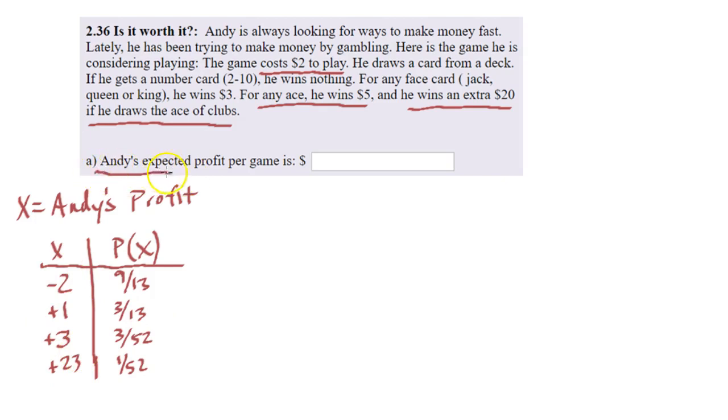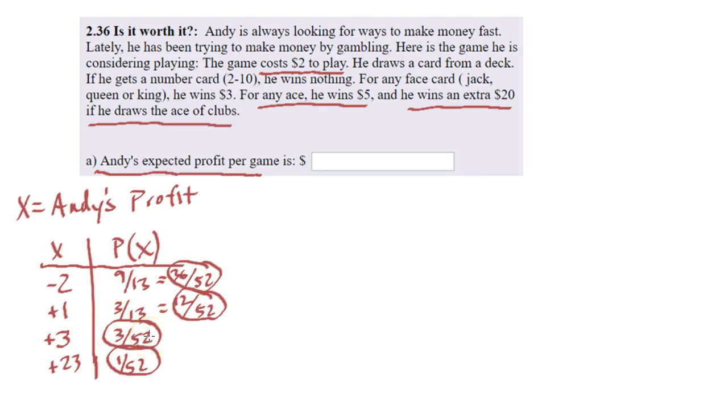Keep in mind, I was focusing on the expected profit for Andy. There's a 9 out of 13 chance that he would get negative $2. And if you want, you can write this with the common denominator of 52, which is just 4 times that, so 36 out of 52. And then 12 out of 52 for winning $1, and then 3 out of 52 and 1 out of 52. That might be a little bit easier, using those 4 probabilities.